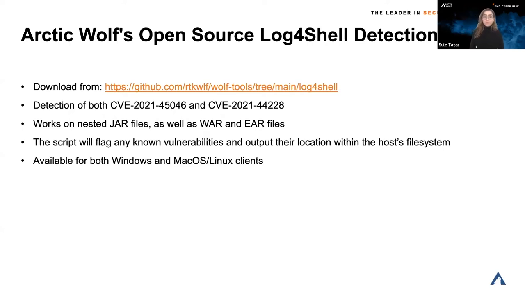This script conducts a deep scan of a host file system to identify Java applications and libraries with the vulnerable Log4j code. When it identifies the existence of impacted Log4j code, the script will flag it and output its location within the host file system. This script can be run on both Windows and Linux devices. Today, John will show us shortly how we can run it on Windows devices.